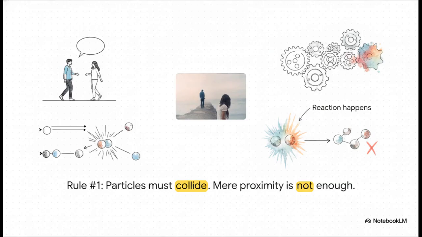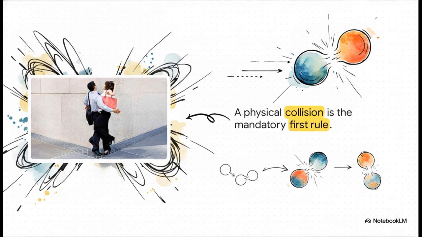If you have 2 people walking past each other on a busy street, but they don't actually physically bump into each other, nothing happens. They just keep on walking. The exact same is true for molecules. Rule number 1, they absolutely must physically collide. And this brilliantly illustrates the point.